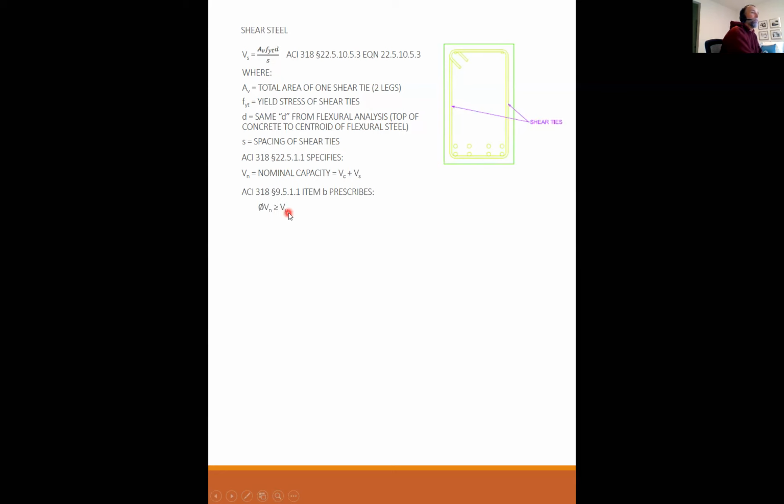Section 9.5.1.1 prescribes that phi Vn is greater than Vu. So phi Vn is equal to phi Vc plus phi Vs, and that has to be greater than Vu. And phi is 0.75 for shear. The same phi applies to both Vc and Vs.